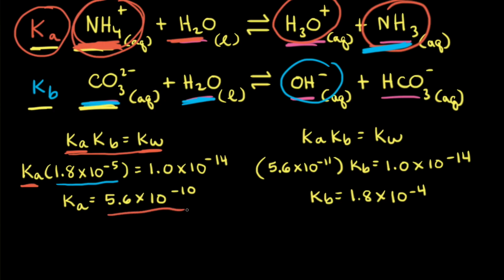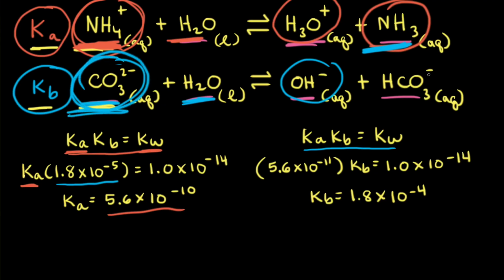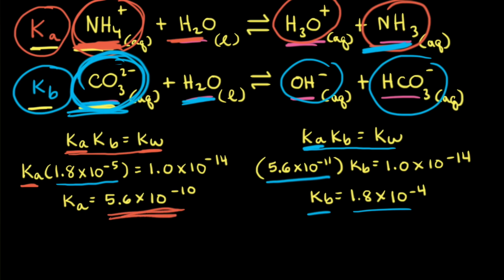To calculate the Kb value for the carbonate anion, we use the same equation. Ka times Kb is equal to Kw. However, remember, this is the Ka and the Kb for a conjugate acid-base pair. So we're talking about the carbonate anion as the base and its conjugate acid, which would be hydrogen carbonate, HCO3-. So we plug in the Ka value for HCO3- and solve for Kb. So Kb for the carbonate anion is equal to 1.8 times 10 to the negative 4th at 25 degrees Celsius. And this Ka value is also at 25 degrees Celsius.